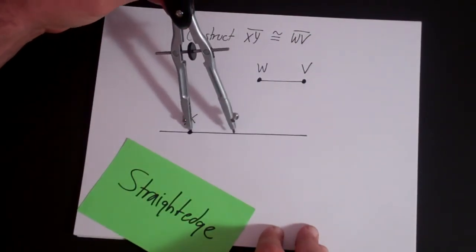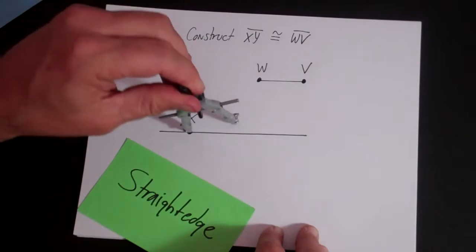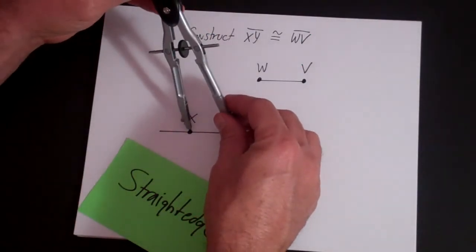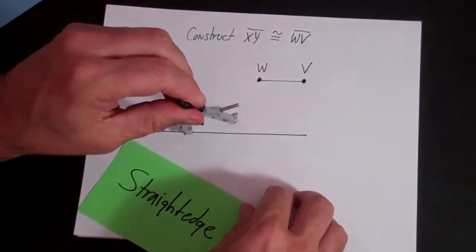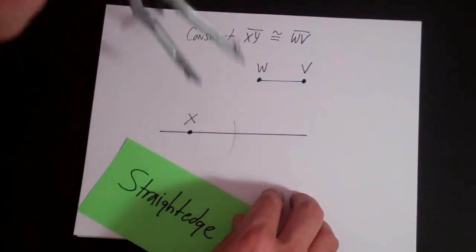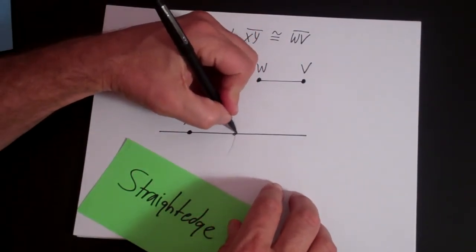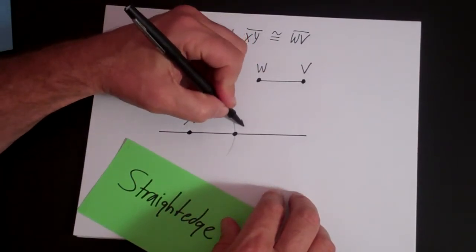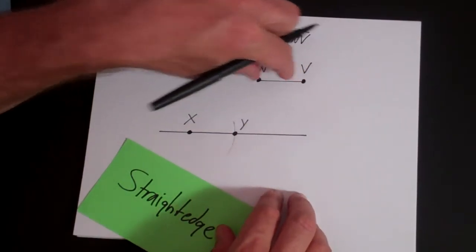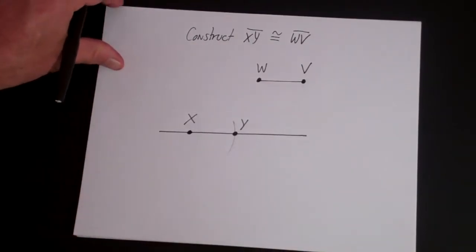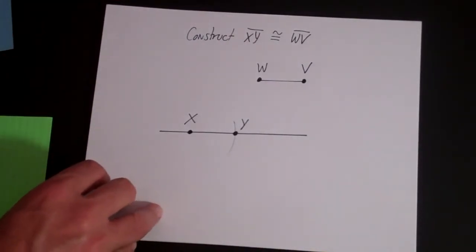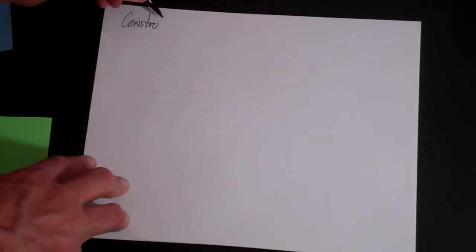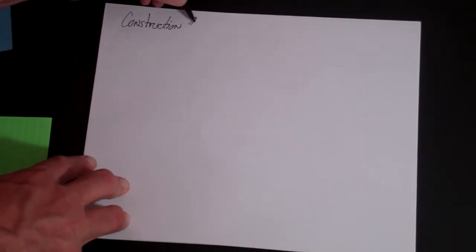Then move your compass to X and draw an arc. Let's be really careful. Draw a little arc where the arc intersects the line. Now you have XY that's congruent to WV. That's the first construction. Construction number 2 is that we're going to draw an angle that's congruent to a given angle.